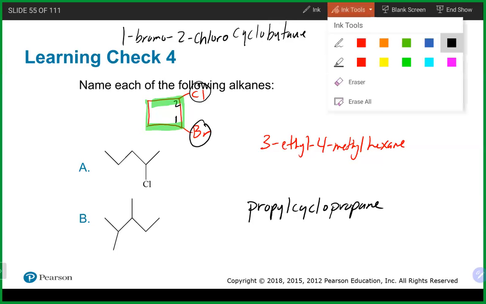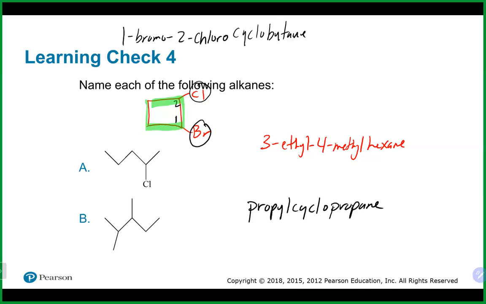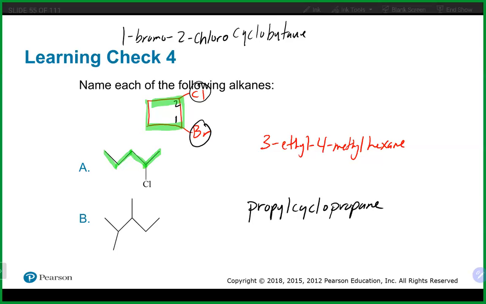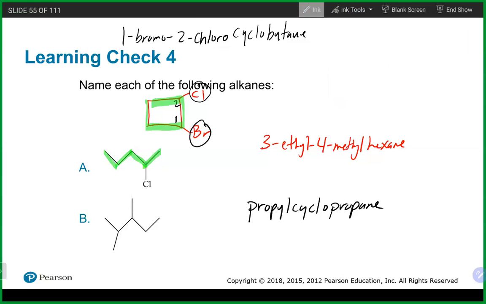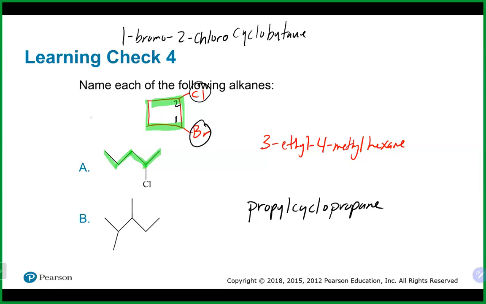Coming to our line structure, remember that wherever there's an end or where two lines come together is a carbon. So that's 1, 2, 3, 4, and 5 carbons, which looks like our longest continuous carbon chain there. So that 5 carbons means that pentane will be the base of our name. That also only leaves one group, which is a chloro group.